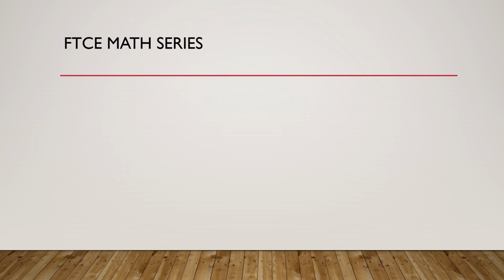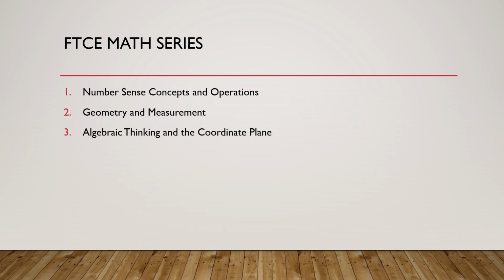The math portion of the General Knowledge Test is divided into 4 categories of understanding that the state of Florida considers important for all professional educators to master before issuing a professional educator certificate. These 4 categories are number sense concepts and operations, geometry and measurement, algebraic thinking and the coordinate plane, and probability, statistics, and data interpretation. Each of these subjects will be covered in separate videos.